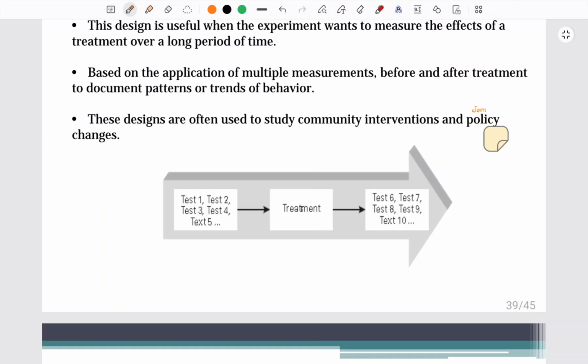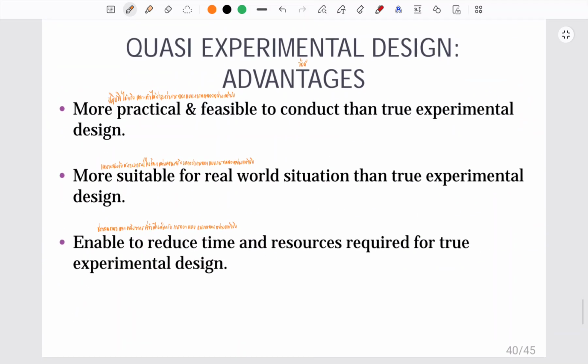For the advantages of the quasi-experimental study design, it is more practical and more feasible to conduct when compared to the true experimental design, because it is not as controlled. It is more suitable for application to real-world situations and reduces time and resources when compared to the true experimental design.